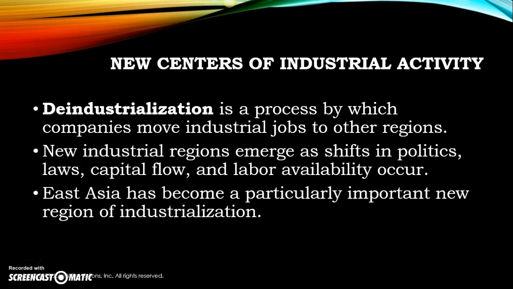And what we've seen happening in the modern era is the growth of new centers of industrial activity, and I did a whole other lecture on this. And what we've seen is deindustrialization, right? So that's the process by which companies move industrial jobs to other regions. And the U.S. has a huge problem, for lack of a better term, with this, right? Certainly Western Europe as well, especially with heavy industry. So what we're seeing is that new industrial regions emerge as shifts in politics, laws, capital flow, and labor availability occur.